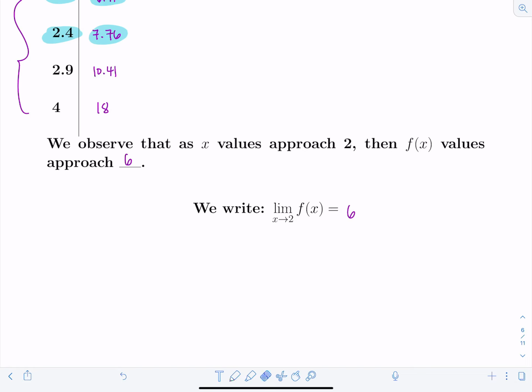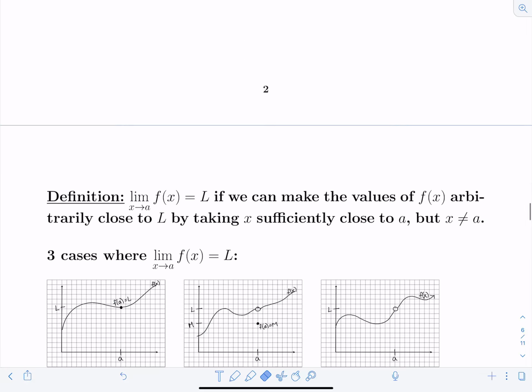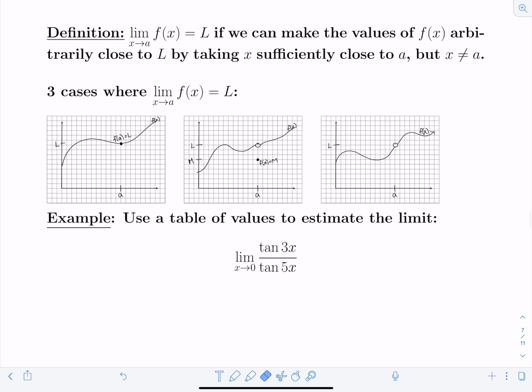All right, so here we begin our definition. This is the notation that you need to learn and get comfortable with whenever you're dealing with a limit. All right, here's our definition. We say the limit as x approaches a of f of x is equal to L if we can make the values of f of x arbitrarily close to L, so as close to L as we want, by taking x sufficiently close to a, but x is not equal to a.